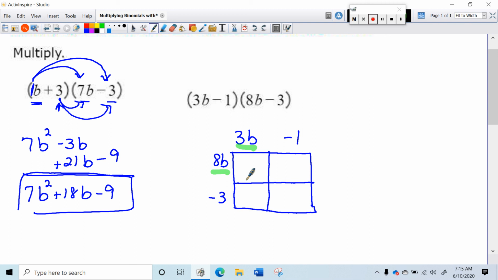So 3 times 8 is 24, and I have 2 b's there, so that's a b squared. You do the same for the next number, up and over. Negative 1 times 8 is negative 8, and I have a b there. The next row, same thing, up and over. 3 times negative 3 is negative 9, and I have a b there. The next one, up and over. Negative 1 times negative 3 is a positive 3.